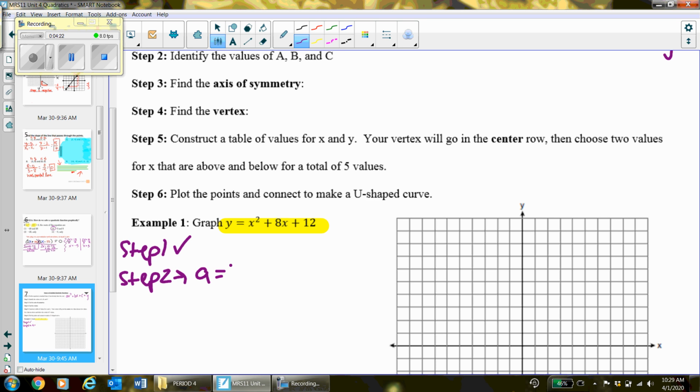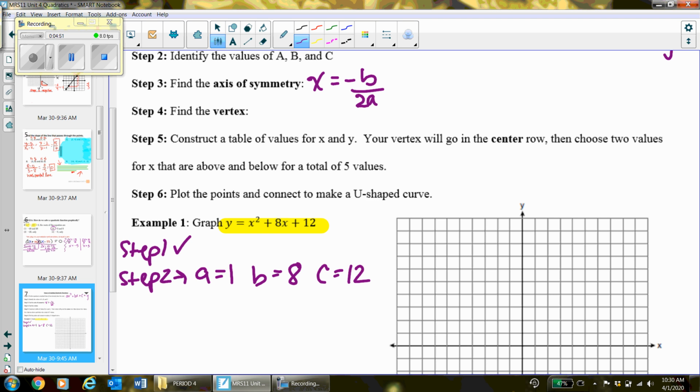a is equal to 1. It's the coefficient that's in front of the variable. All right, for b, it's going to be 8. For c, it's going to be 12. All right, all my numbers here are positive, so all of my a, b, and c values are positive. All right, step 3, find the axis of symmetry. The formula for axis of symmetry is x equals negative b over 2a.